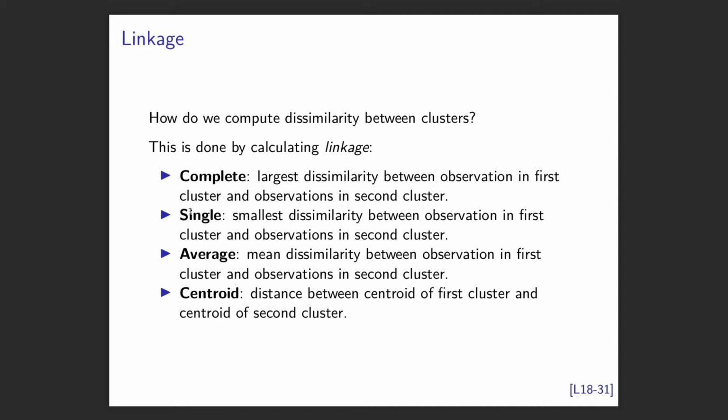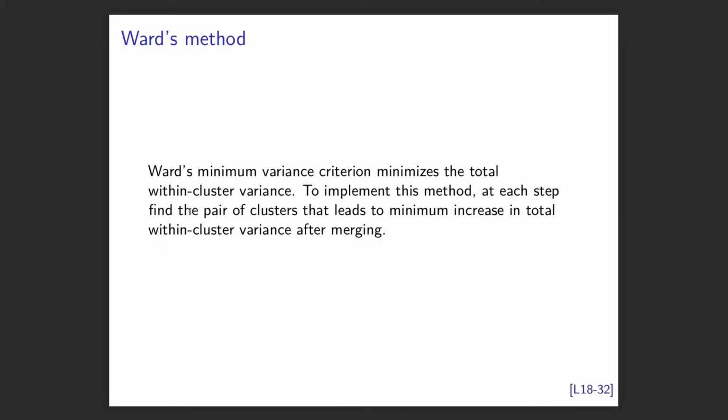There's one that turns up quite a lot, which is called Ward's method. Now, instead of looking at distances, it's looking at a minimum variance criterion. Basically, at each step, you find the pair of clusters that leads to the minimum increase in total within cluster variance after merging. Say that again 5 times quickly.